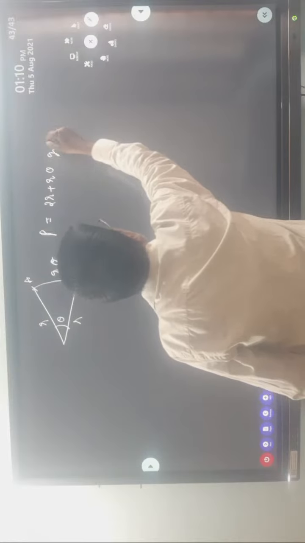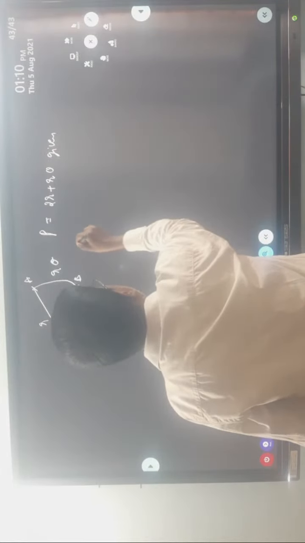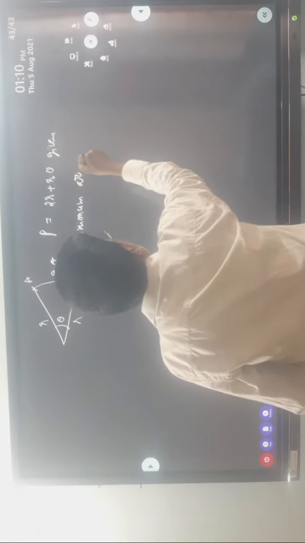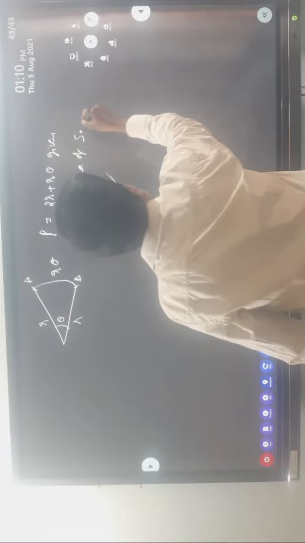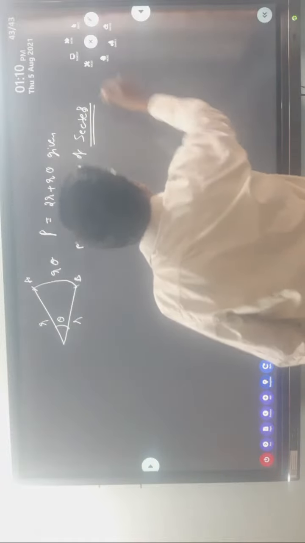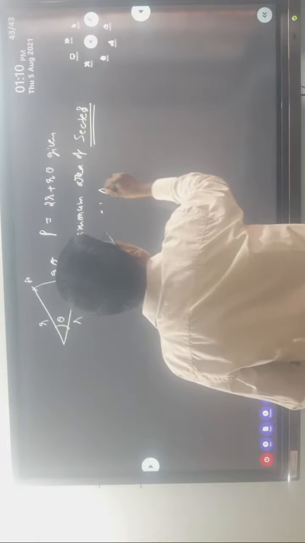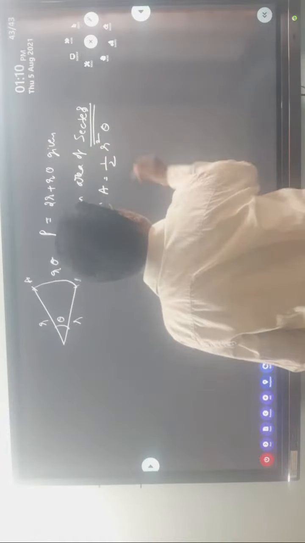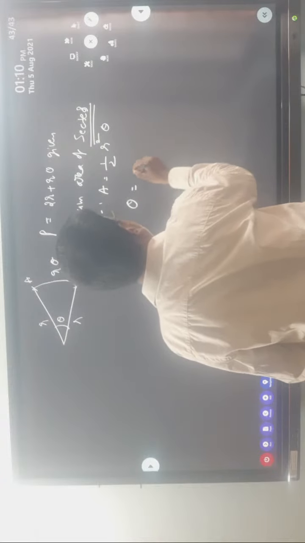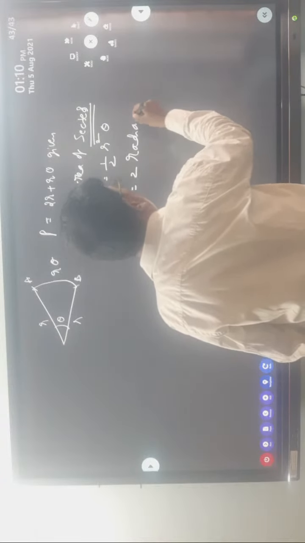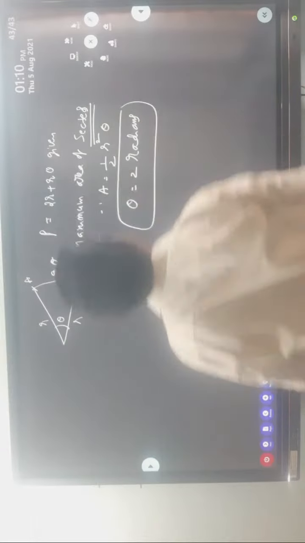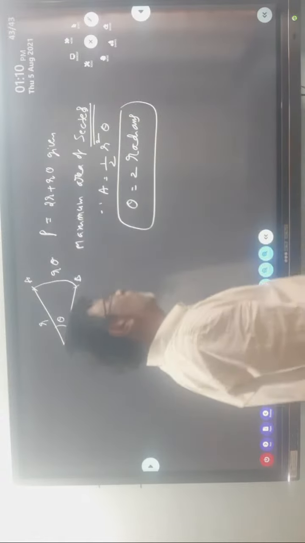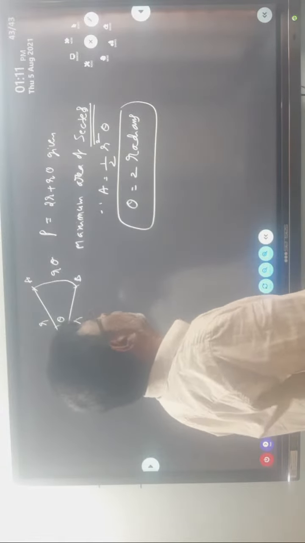So for maximum area of sector, we are getting this very important formula. The area A equals half R square theta. Eliminating R and substituting, the theta value at maximum area we are getting as 2 radians. This is the very important standard value. Given perimeter of sector, for maximum area, theta equals 2 radians.